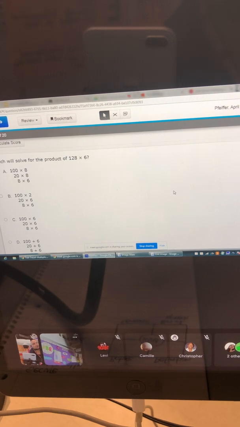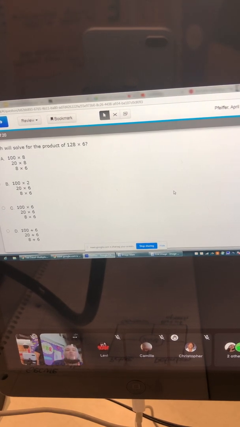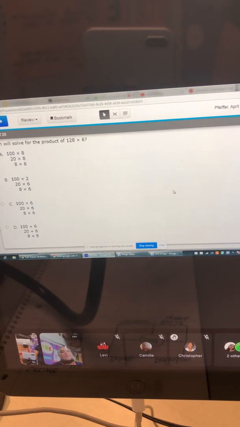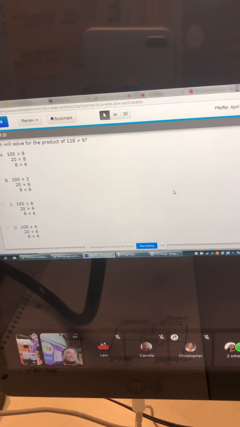It says, which will solve the product of 128 times 6?